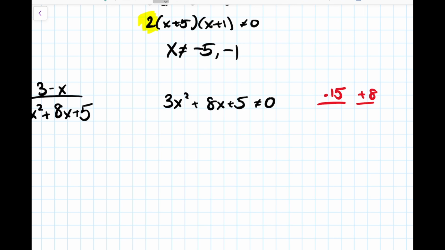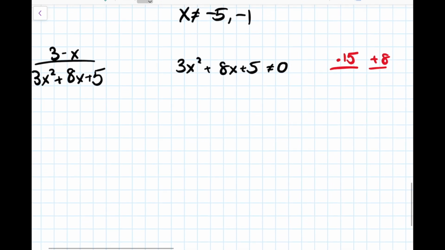There's not really many options there. It is actually just 3 and 5 again. Typically, it's not going to be the same numbers. So what you're going to do is take that b value, that 8, and break it up into those 2 numbers that you found, which in this case are 3 and 5. So we're going to have 3x squared plus 3x plus 5x and then plus 5.